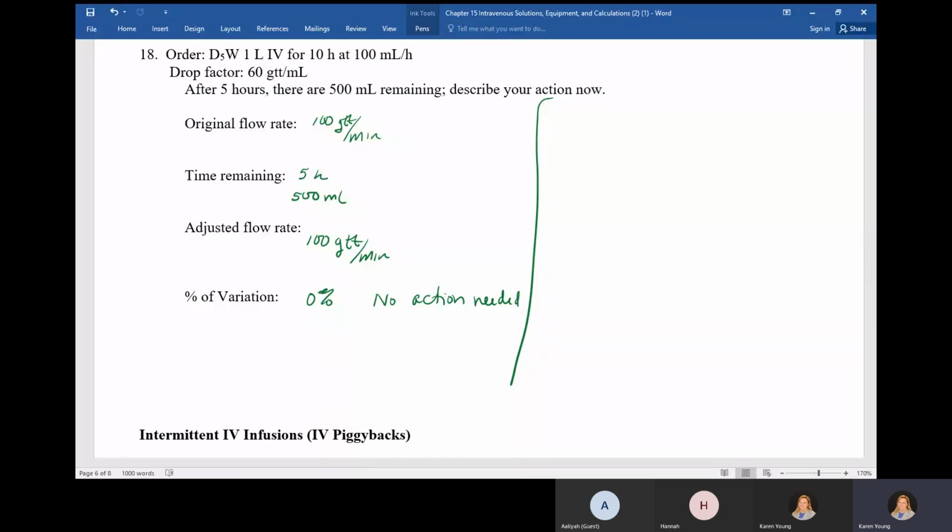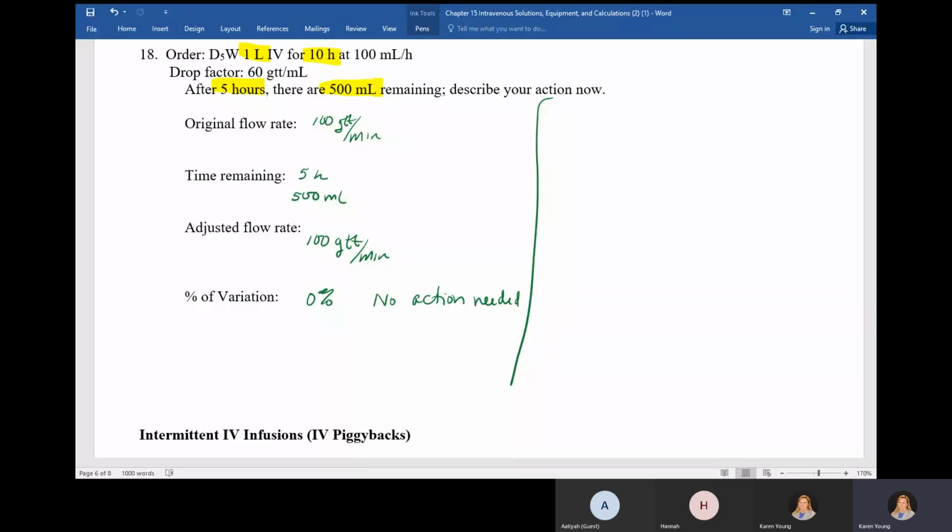So did we all get 0% for variation? When you get a 0% variation, you're not going to do anything. And we could have actually noticed that from the very beginning, because after 5 hours, I only had 10 hours. That's halfway through. I have 500 milliliters remaining out of 1 liter. 1 liter is 1,000 milliliters. 500 milliliters is half. So I could have told from the very beginning that no action was required, because it was flowing at the exact same rate that it was originally. So I knew my original and my adjusted was going to be the same.